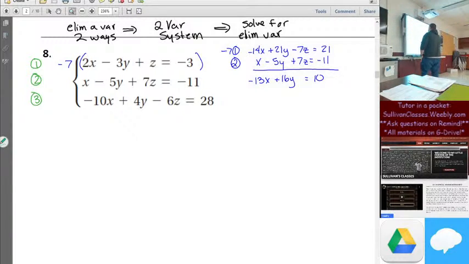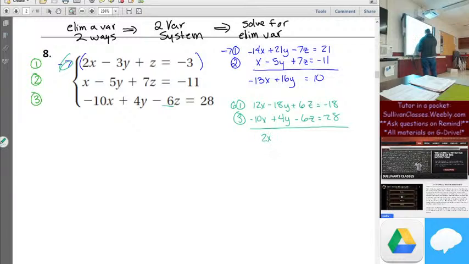So now, I'm going to use that one instead. I'm still going to use this because it's a coefficient of 1. I'm going to switch it to 6. 6 times equation 1: 12x minus 18y plus 6z is negative 18. And equation 3: negative 10x, 4y, minus 6z is 28.